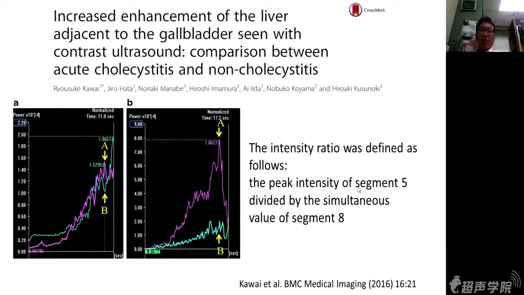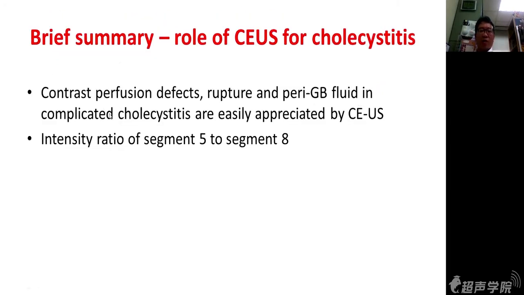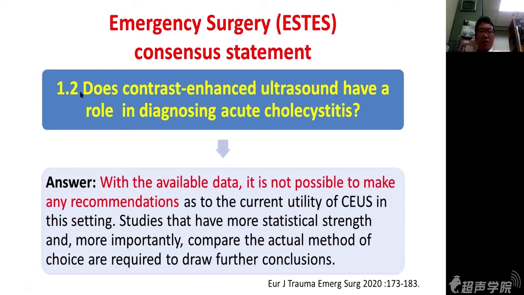So the brief summary for the role of contrast enhanced ultrasound for cholecystitis is: contrast perfusion defect, rupture, and perigallbladder fluid in complicated cholecystitis are easily appreciated by contrast enhanced ultrasound. You can also use the intensity ratio to confirm whether there is cholecystitis. However, I have to remind you that in the emergency surgeon consensus statement, they think that with the available data, it's not possible to make any recommendation about contrast application in acute cholecystitis.